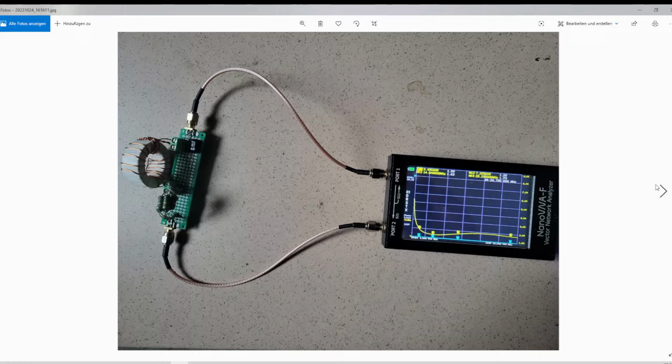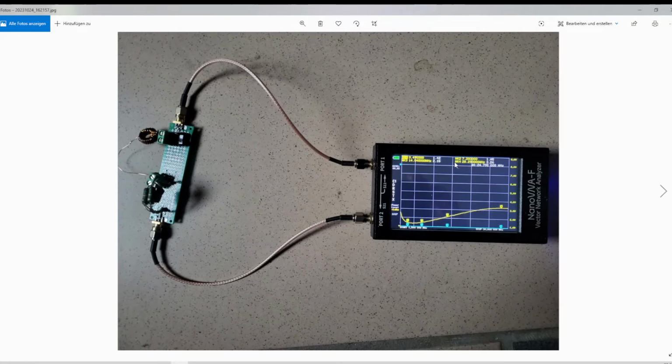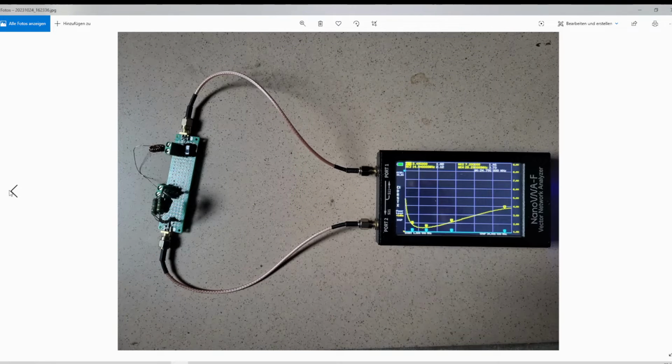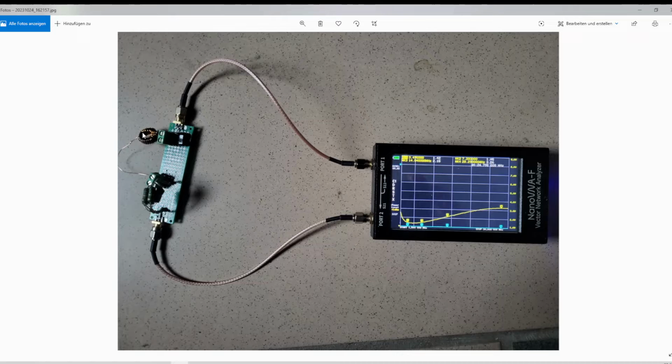So this was the FT140-43 with 2 in 14 turns. The next one was the FT37-43. No, it was actually the 50. This was the 50 core. And by the way, those are the same that I used before in the older video.